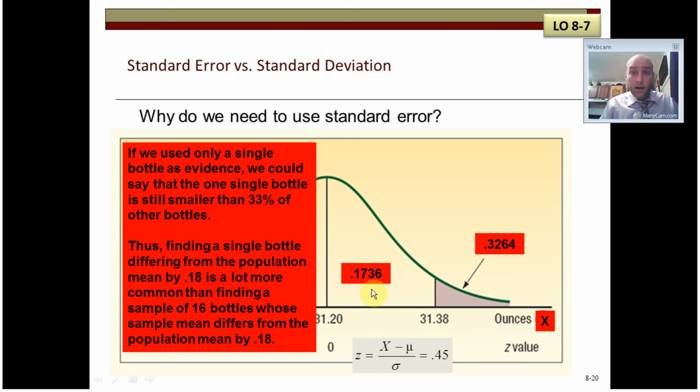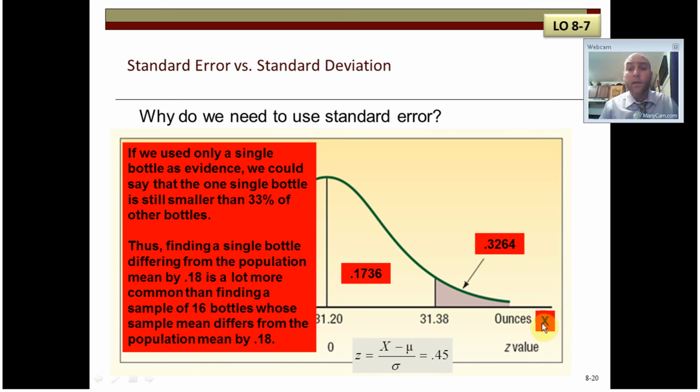And we can do that statistically right here. If we had taken one bottle, we would say that raw score of 31.38 has a z-score of 0.45 because we're only using the population standard deviation. We're not including the fact that it's a sample. We're not worried about any of that. And we can use this procedure because we were told the parent population was normal. If we calculate the z-score here of 0.45, the area between 31.38, aka z-score 0.45, is 0.1736.